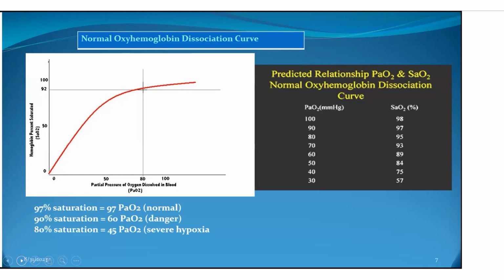oxyhemoglobin dissociation curve, when the saturation is at 97, the pressure of oxygen is normal. When it goes to 90%, then the oxygen pressure is 60. There is a bit of danger. When you go to 80% saturation, we are talking of 45 for the oxygen pressure, where we can be having severe hypoxia.